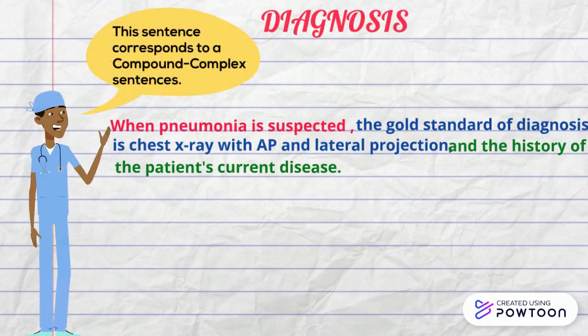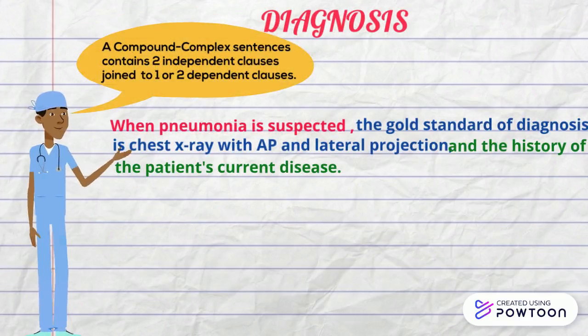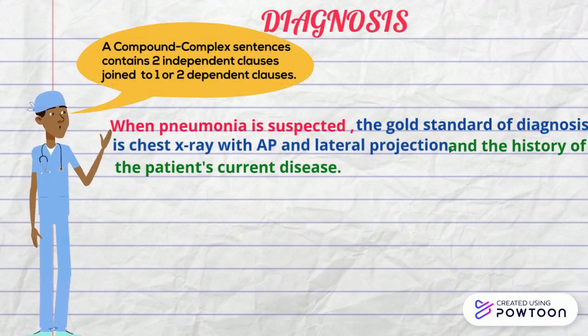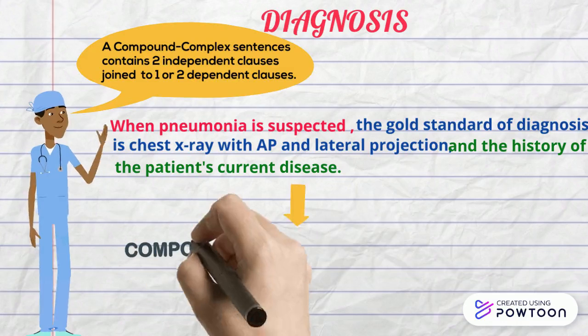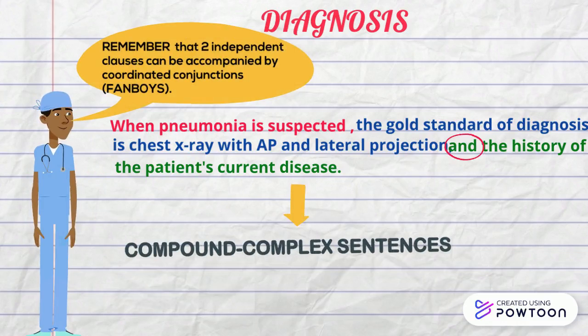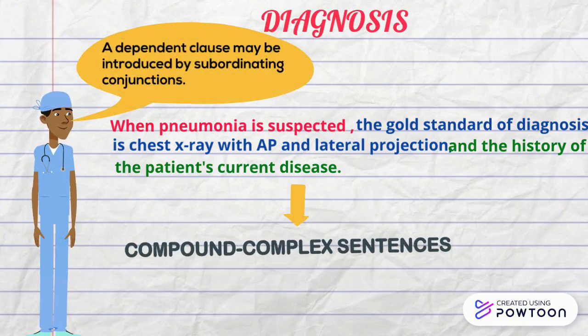We can see one example of a compound-complex sentence. This sentence contains 2 independent clauses joined to 1 or 2 dependent clauses. "When pneumonia is suspected" is a dependent clause. "The gold standard of diagnosis is chest X-ray with AP and lateral projection" is an independent clause in the history of the patient's current disease.